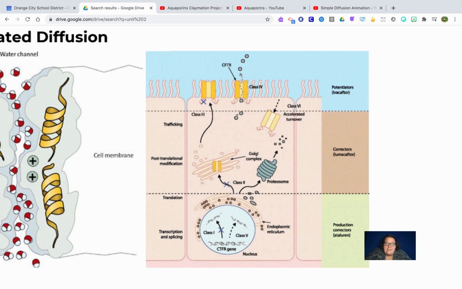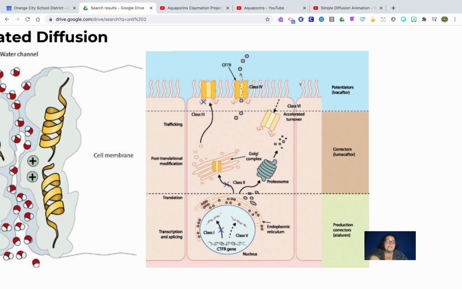Chlorine is high on the inside, low on the outside. It's going to move from high to low. That's the normal situation. Imagine that transporter's not there. Chlorine builds up. Water that was on the outside then comes in, and the mucus becomes thick, and that is over the tissues in the lungs. So the lungs can't move things as easily.